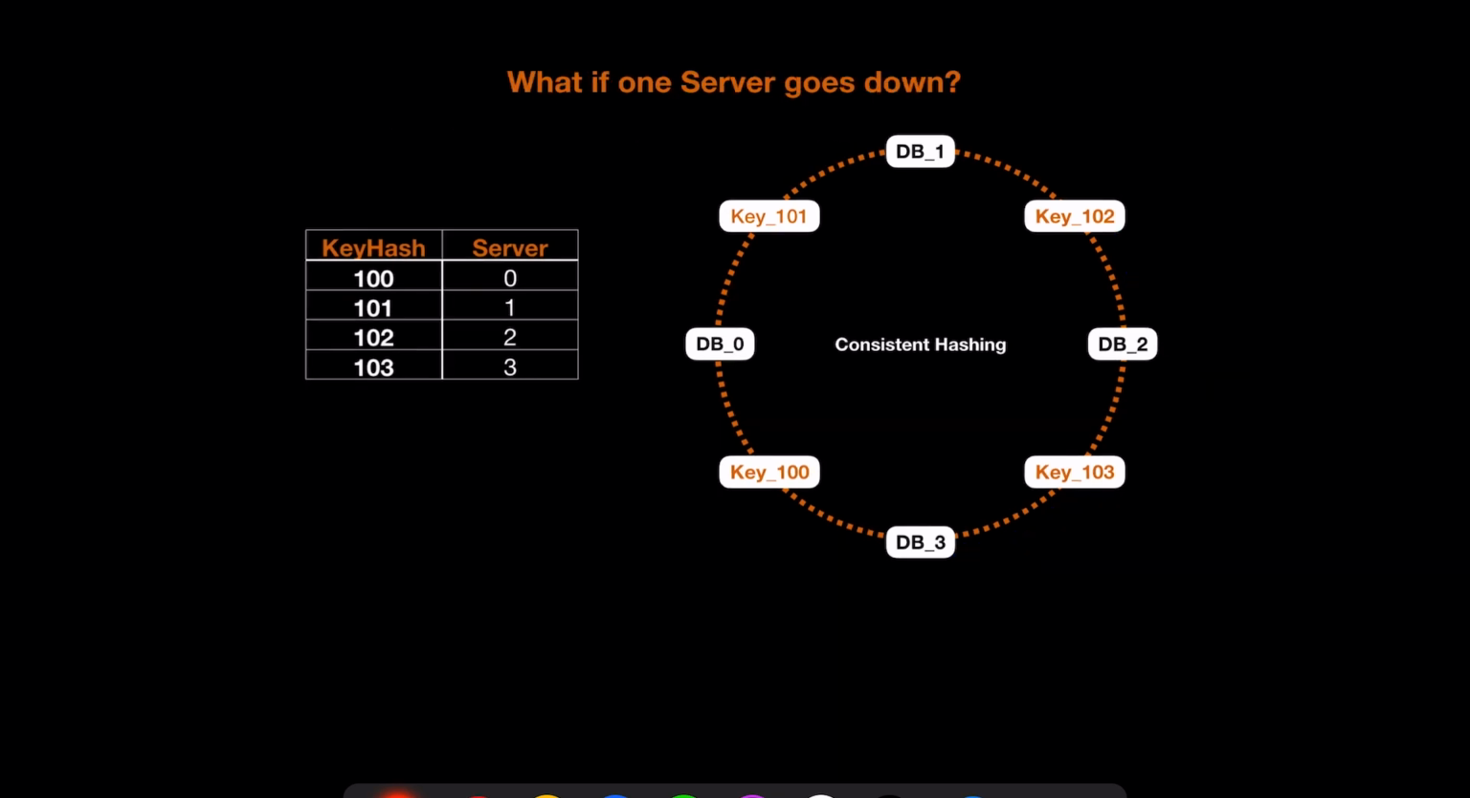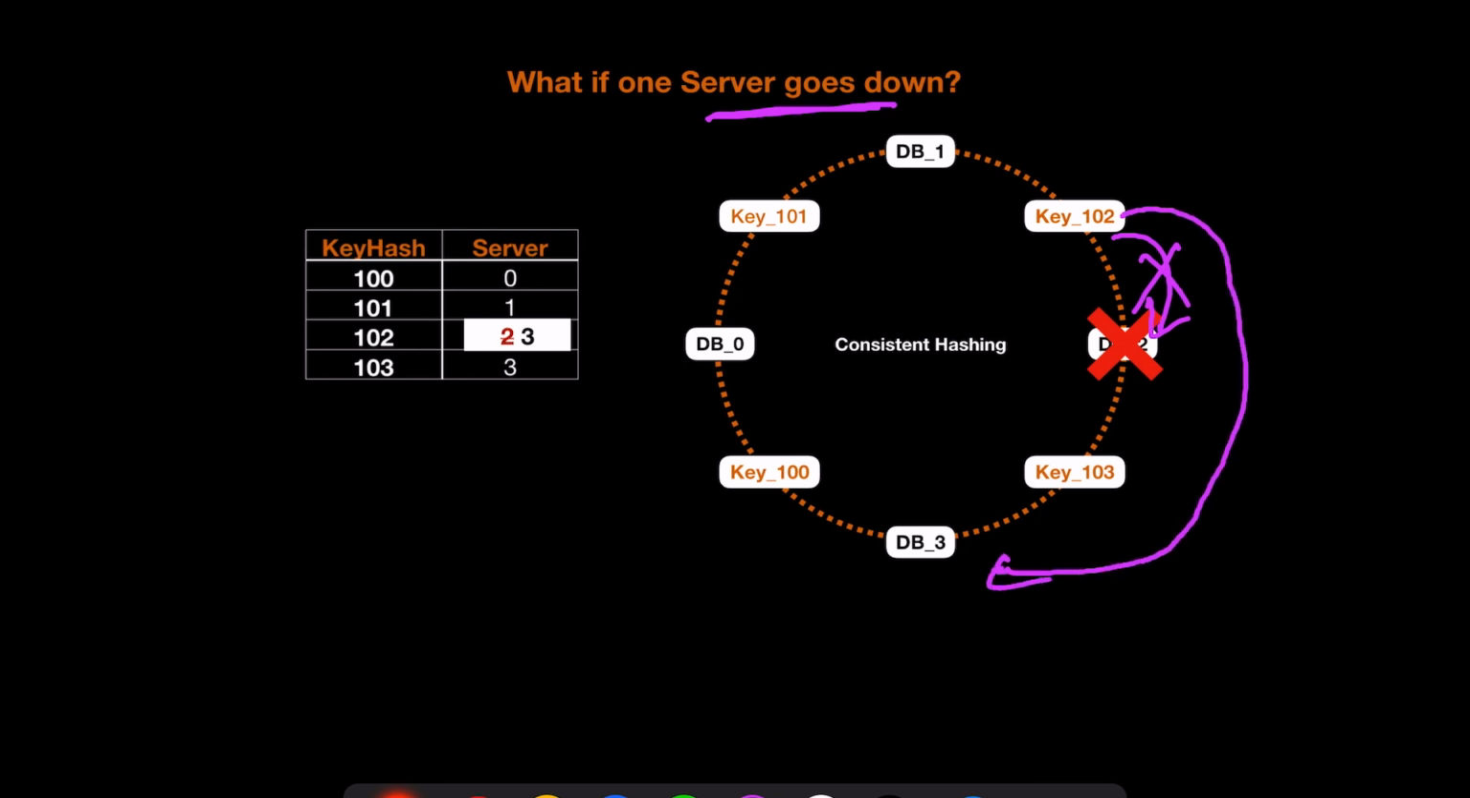Let's think about the previous scenarios. What if one server goes down? Say for example, db server 2 went down. What will happen? According to the consistent hashing mechanism, this value was assigned to this before, right? Now this is no longer valid. Only this key will be assigned to the next server, right? This was to this already. So that's why we say only remap objects from the unhealthy servers to the next server in the ring. Everything else remains unchanged. So this is the benefit.